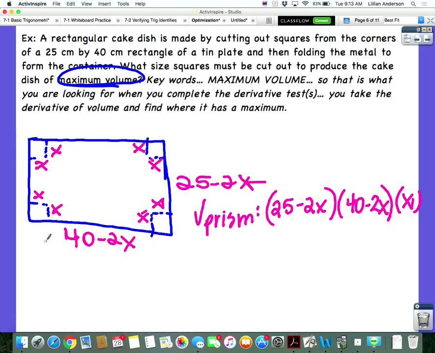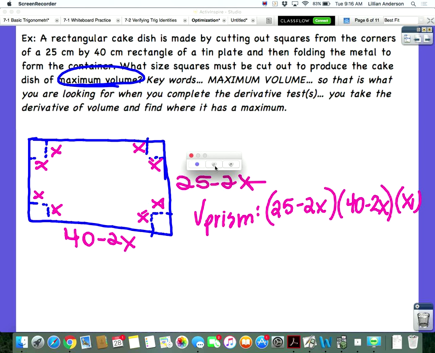So to take the derivative is actually going to be pretty simple. What do I suggest that you probably might want to do first? FOIL. Distribute. Don't try to do product rule. Don't. Stop. Don't do that. Okay? Multiply this out. Get your normal volume equation. Then take the derivative. Okay? So, go ahead and do that.